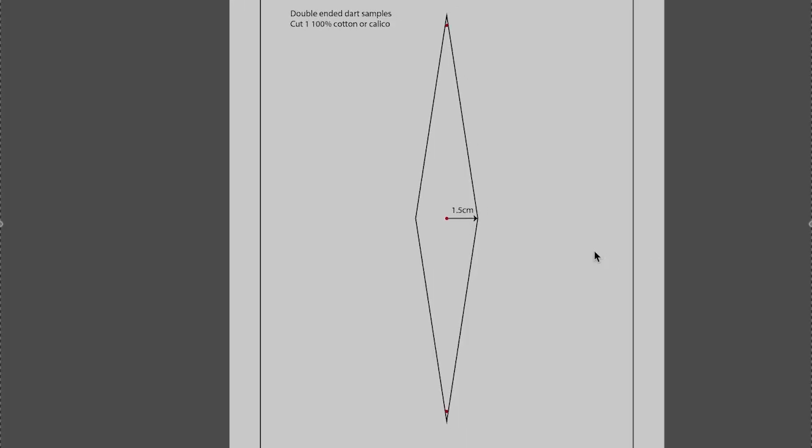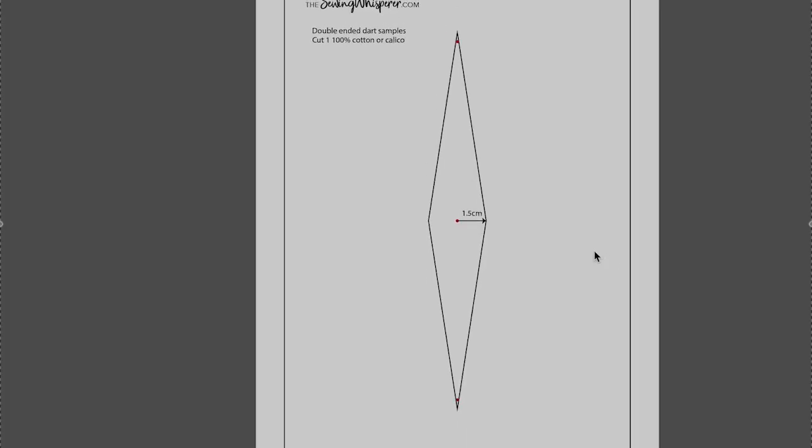So if we have a look at the double-ended dart, once again in trade I was taught we used to put a drill hole in the center, and then the operator would know that the dart width was whatever distance, 1.5 or 5/8 of an inch, and then we would put our drill hole 0.5 down. Now if this is your first time ever sewing a double-ended dart, you really need more information. So once again I have produced a tracing template that's the shape of that blue line.